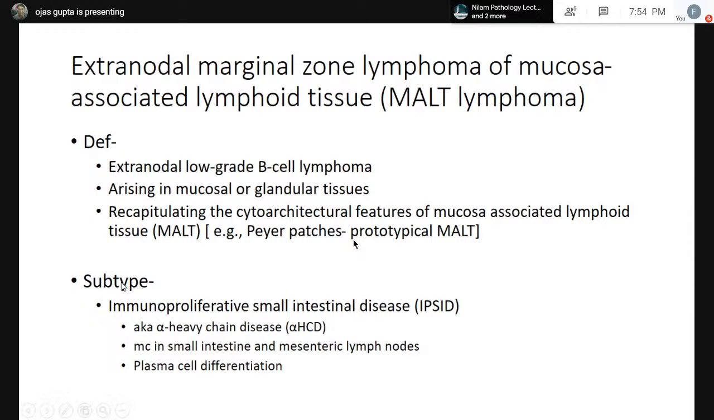So Malt lymphoma has a subtype which is called immunoproliferative small intestinal disease. It is also known as alpha heavy chain disease, and it is most commonly seen in small intestine and mesenteric lymph nodes. So here, as in Malt lymphomas, we usually see the marginal zone cells, but in IPSID we usually see a lot of plasma cell differentiation.